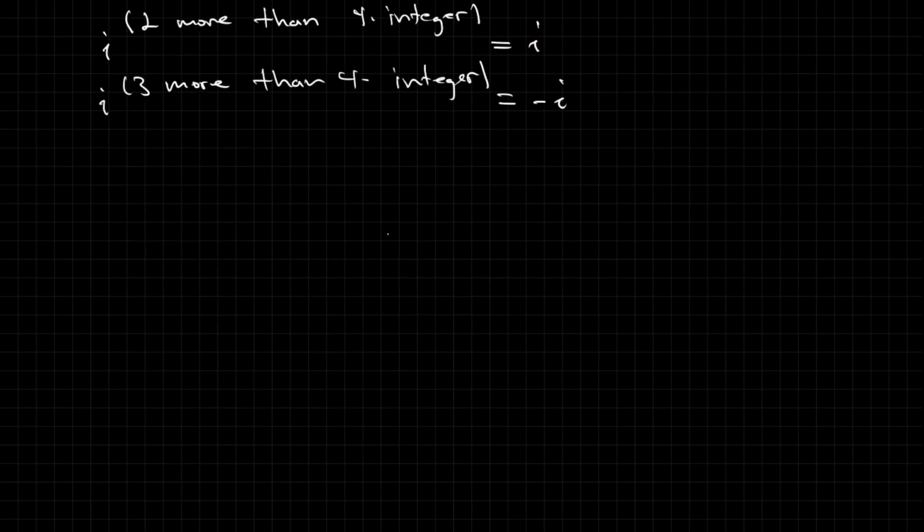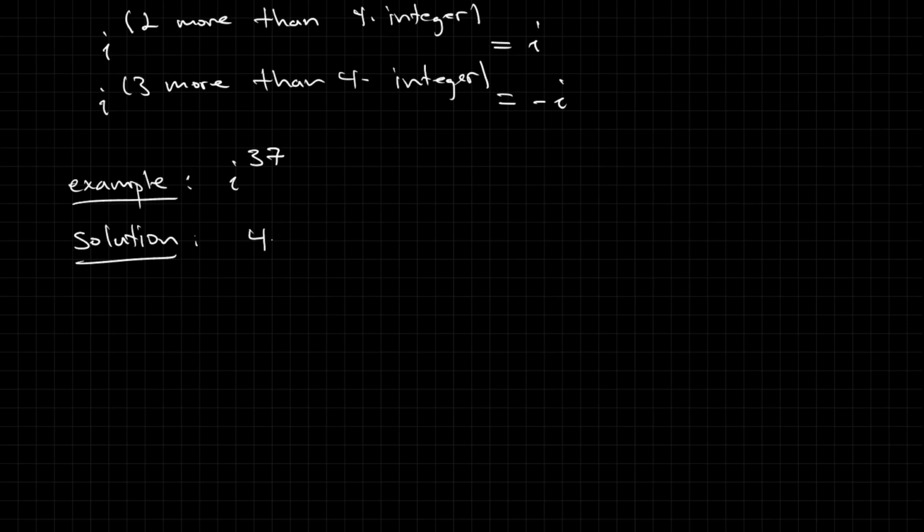Now we can use this cyclic nature of i to evaluate i to very large numbers. So for example, what is i to the 37th power? Before we do this, it will be useful to remember some long division and a result from long division. So I'm going to divide 37 by 4, and we're going to write out a result from our long division.